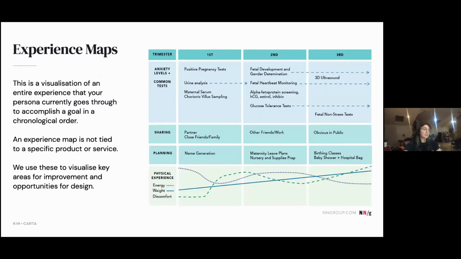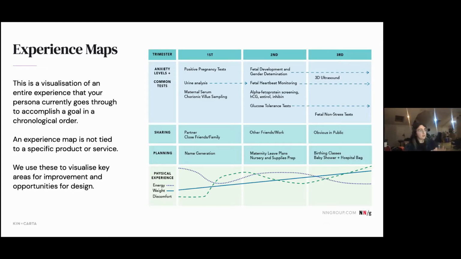Another way to illustrate the current experience is through something called an experience map. Through doing your research, you can then visualize the entire experience that a persona goes through in order to accomplish a goal, usually done in chronological order. It's not necessarily tied to a particular product or service, so it can go through many different stages, but it overall helps to highlight those key areas for improvement and opportunities for design. And again, we'll go through this in more depth in later seminars.